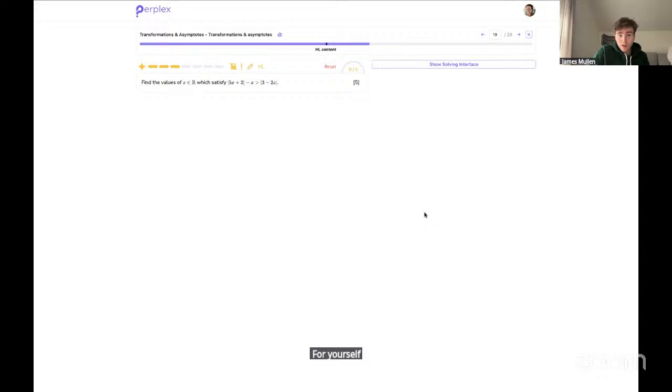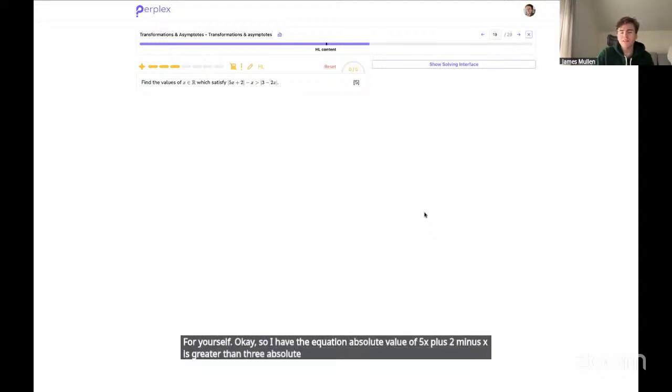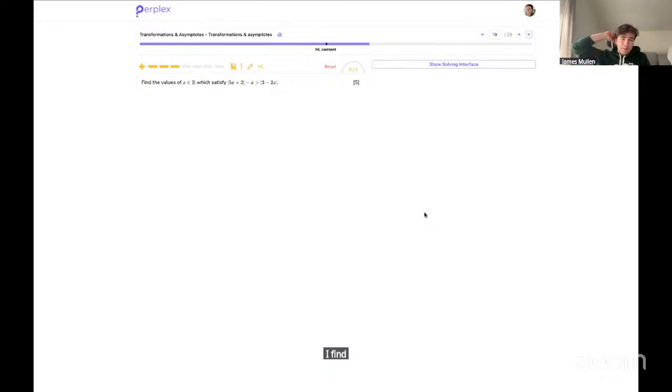Okay, so I have the inequality: absolute value of 5x plus 2, minus x, is greater than 3 times the absolute value of 3 minus 2x. And there's 2 ways you can do this. Actually, there's probably 3, but 2 of them are definitely better. You can either try and graph it, or you can do this algebraically. I find the graph sometimes to be helpful, but I think it often leads to mistakes.